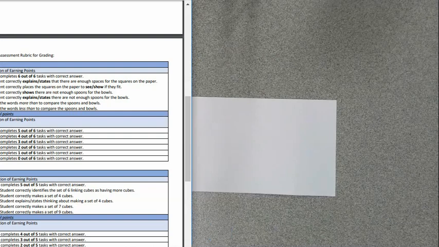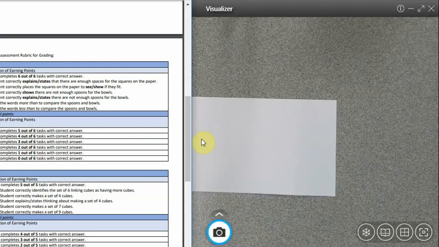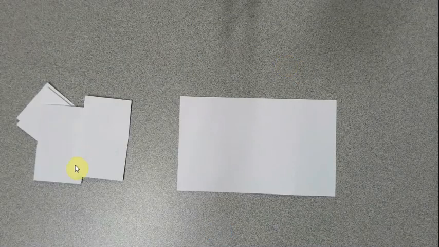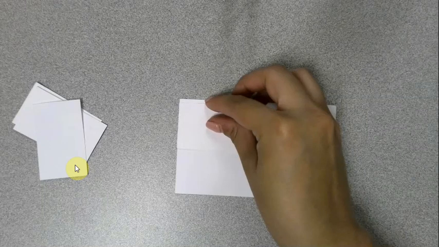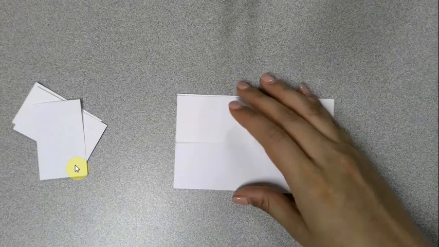We're going to get started with just a few of the concepts. We're going to begin with having students explain whether or not there are enough spaces for the squares on the paper. These are the squares, or something similar to what I will provide. I'm going to give them these squares, and they're going to have to show me if there's enough space for these on the paper.